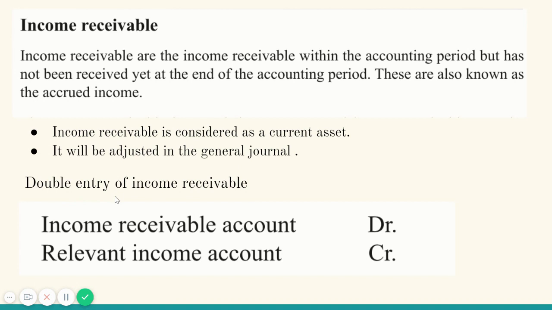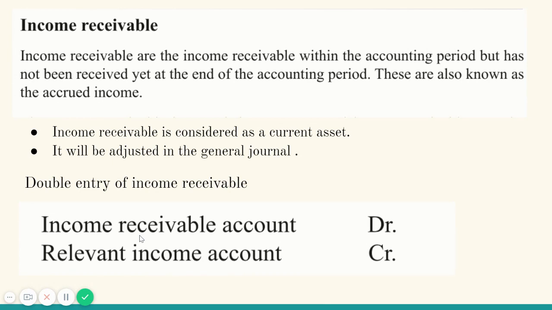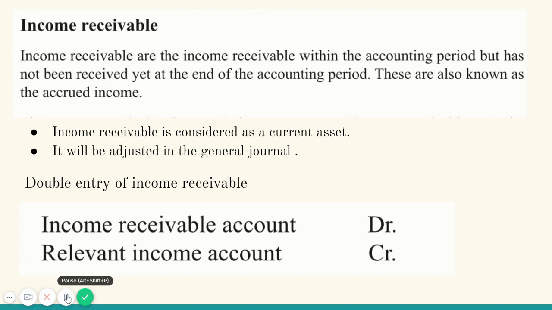So here, the double entry, when we are looking from the accounting point of view, of income receivable will be the relevant income receivable account debit, because it's an amount to be received. Relevant income receivable account debit and relevant income account credit. Why is the income receivable account a debit? It's a current asset. So in future we are going to receive it, so we are supposed to debit it, and we are going to debit it. The relevant normal income accounts are credit balances, and we are going to credit the relevant income account. We'll move on to the next slide.